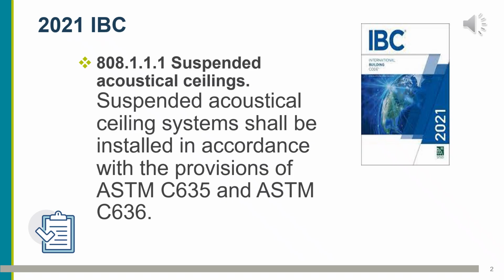808.1.1.1, suspended acoustical ceilings. Now, some say ACT ceilings, some say drop ceilings. I think we all know what we're talking about. Suspended acoustical ceiling systems shall be installed in accordance with the provisions of ASTM C635 and ASTM C636. Now, ASTM C635 covers mainly the mechanics as far as the thickness of the metal and the finishes, the coatings, and all that kind of stuff. It's the ASTM C636 that we need to look at strongly for the inspection purposes of this program.